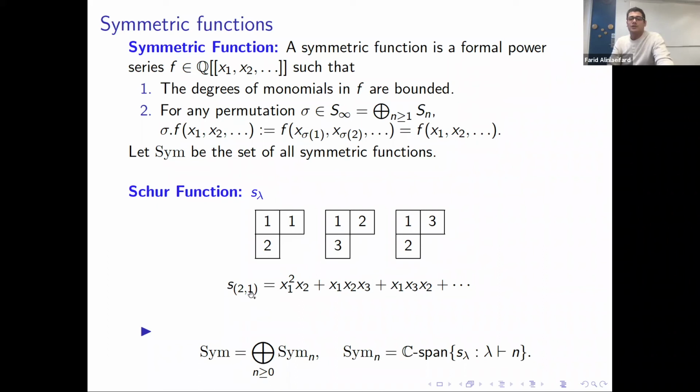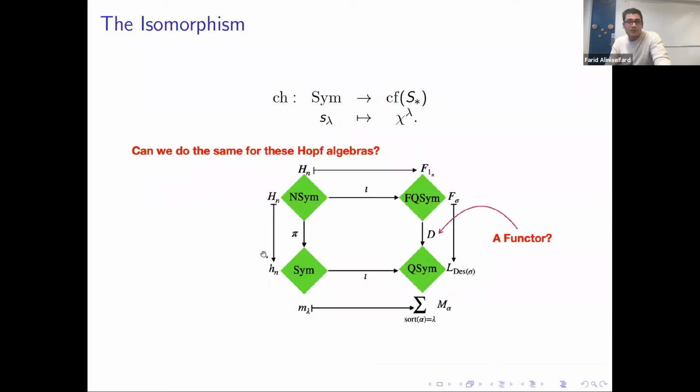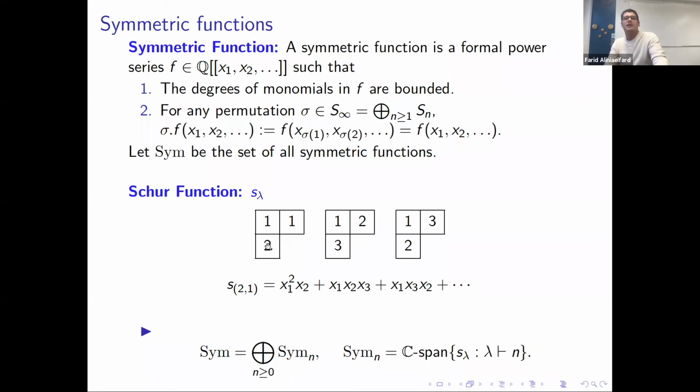And the Schur function, here I define it by example. For example, if I pick the partition 2, 1, I put two boxes here and one box over there, and I should fill these boxes with two rules. First, the rows must not be decreasing, and the columns must be strictly increasing. So here I can have 1, 1, and then 2. I can have 1, 2, 3, and 1, 3, 2.